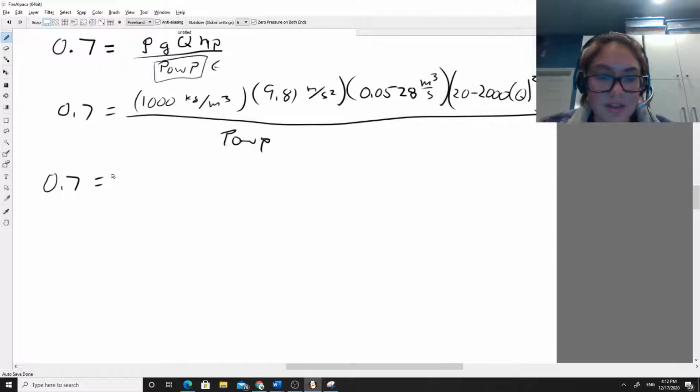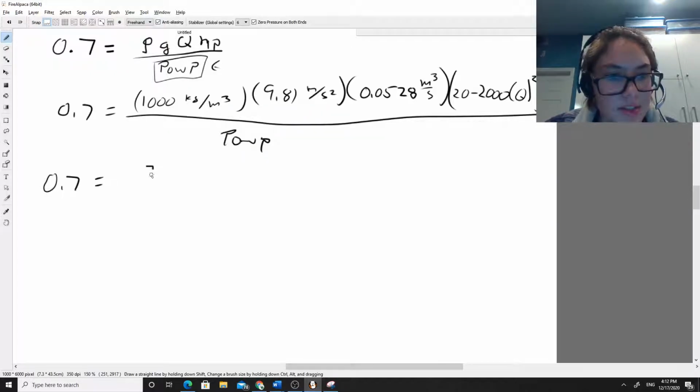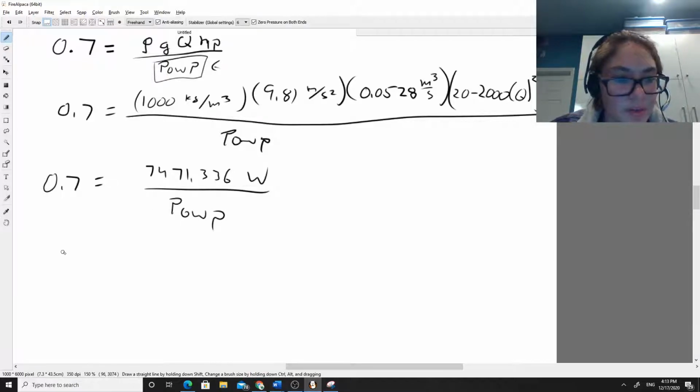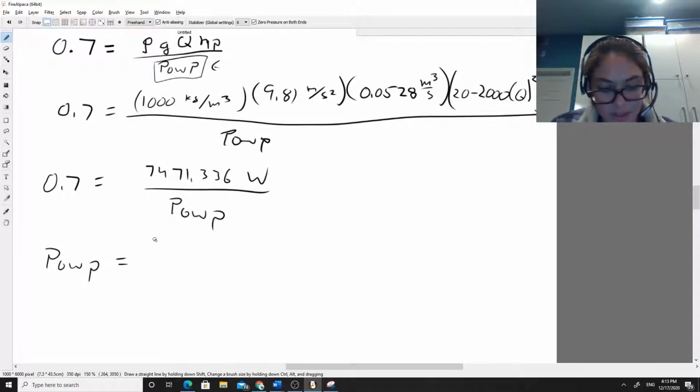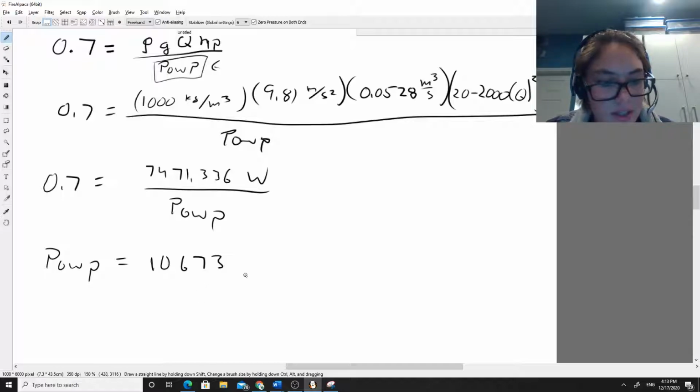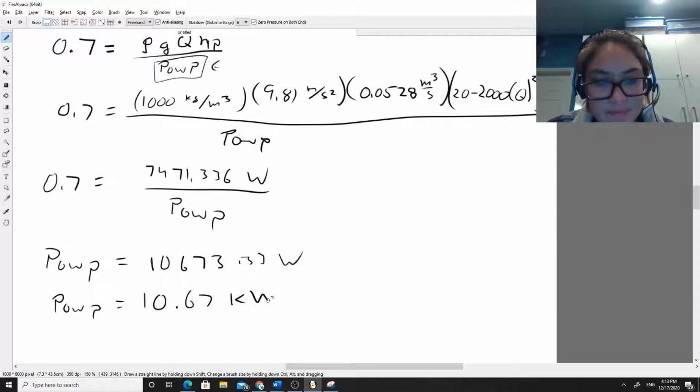That is going to go ahead and give you 7471.336 watts. That's how much power is going into the fluid over pow p. We can readjust this so that our power of the pump is going to be equal to, divided by 0.7, 10,673.33 watts. And we'll go ahead and simplify that a little bit more, and we'll say that it takes about 10.67 kilowatts to operate the pump.